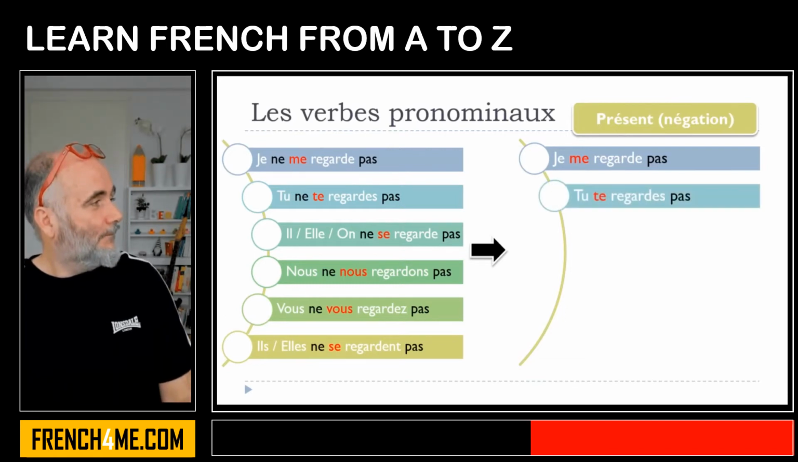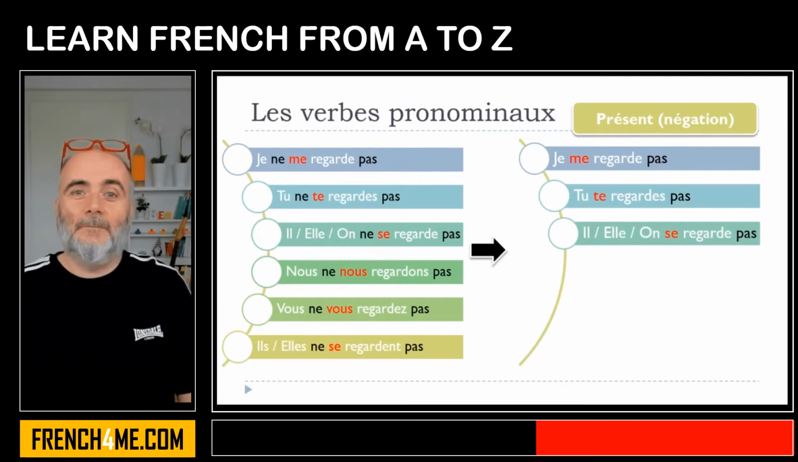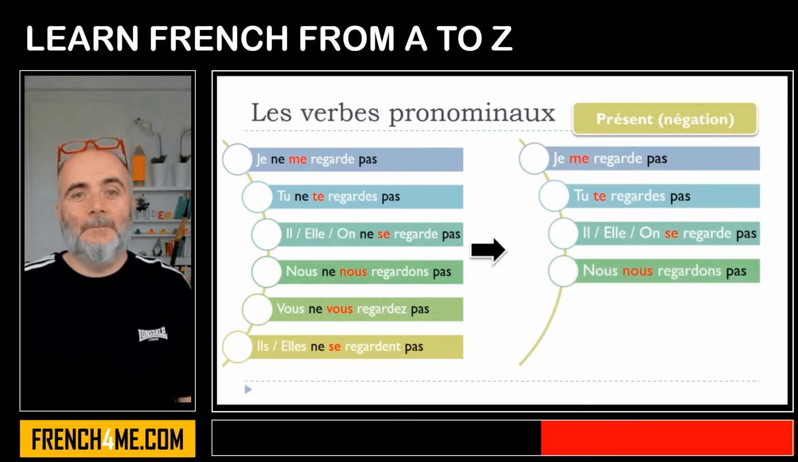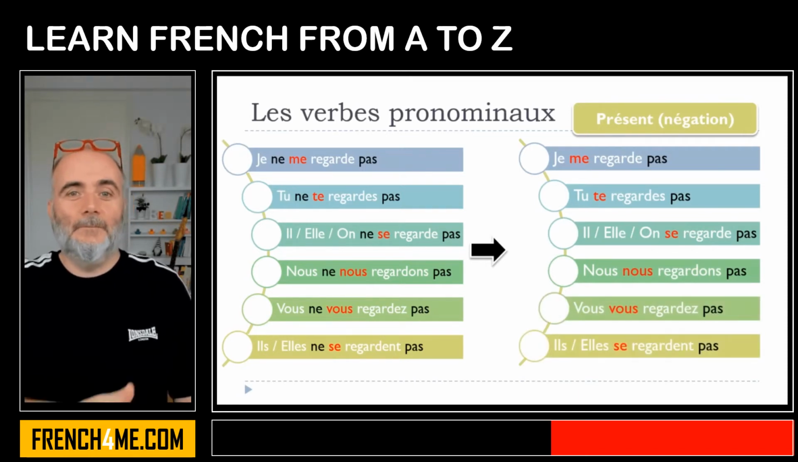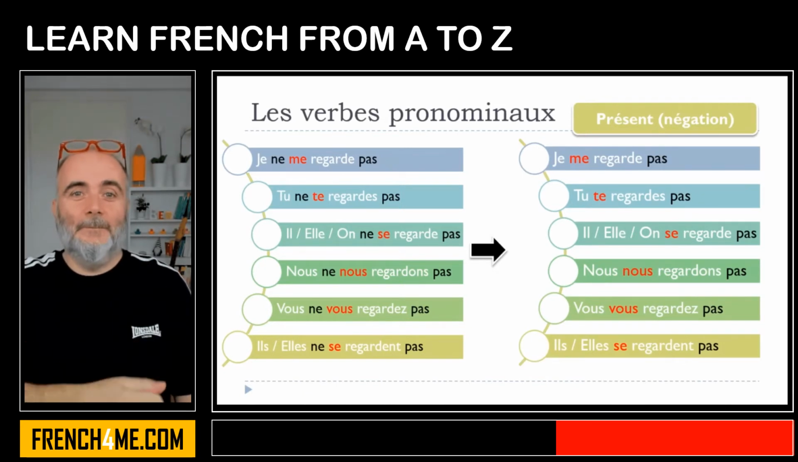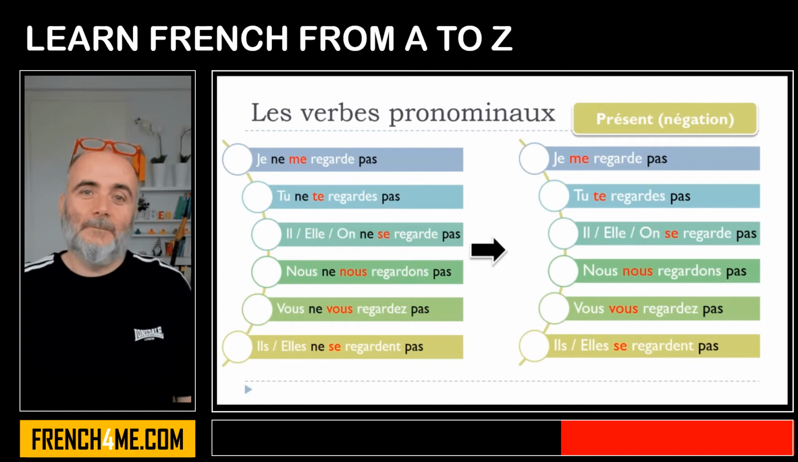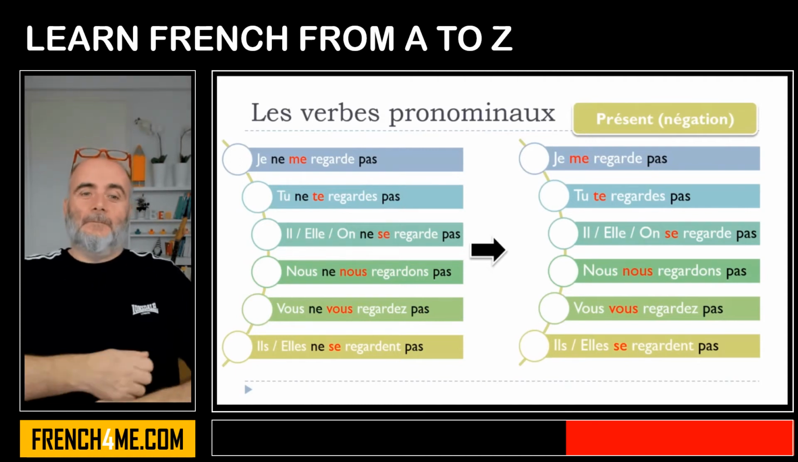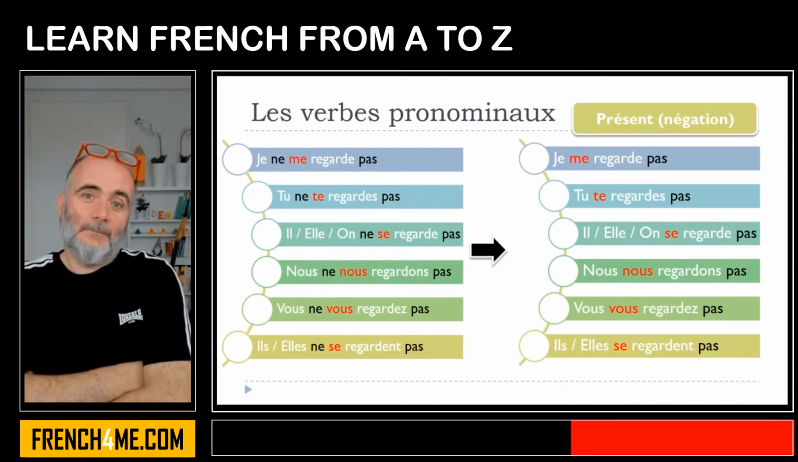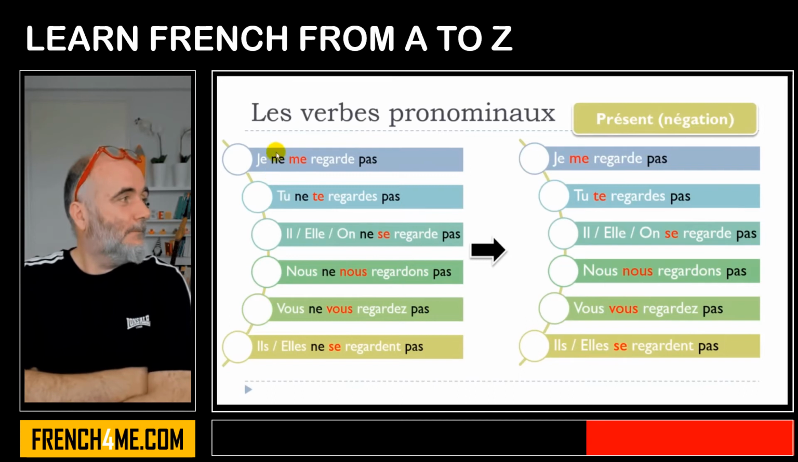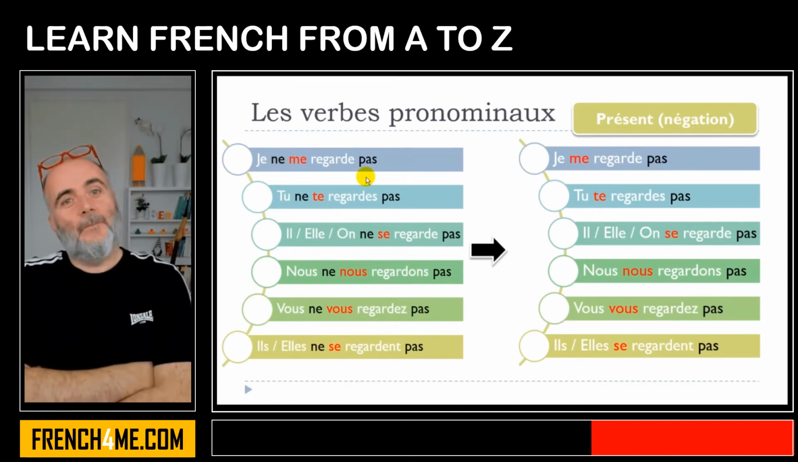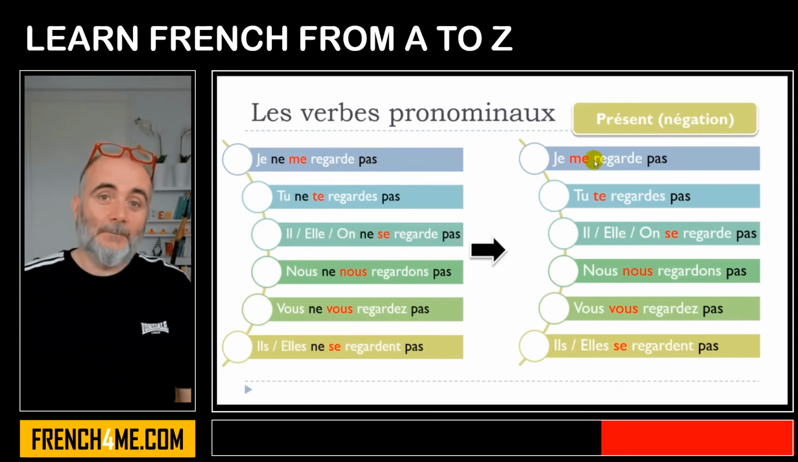Then obviously tu te regardes pas. Il, elle, on se regarde pas. Nous, nous regardons pas. Vous, vous regardez pas. Ils, elles, se regardent pas. We do agree that in that case we're talking about not really formal French. So it's quite important to know exactly what situation you are in, because if it's a really formal situation, then stick to the official way of putting the negative form and keep the first part: je ne me regarde pas. If the situation is not that formal, then in that case you can use je me regarde pas.